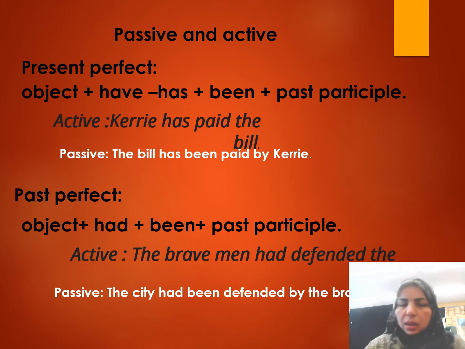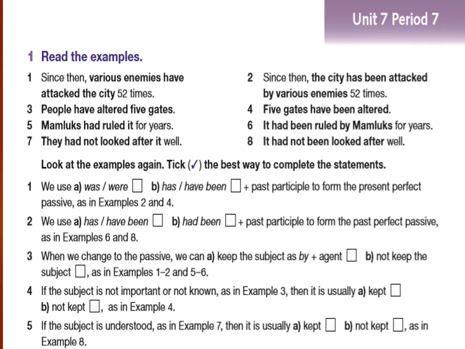Okay, now let's go and discuss the examples in period 7, page 12. Open your student book, page 12, please. Okay, my lovely students, now let's go to activity 1, read the examples. Here in these examples, I explain for you how we change from active sentences to passive sentences in the present and past perfect. Let's read the first and the second one and discuss them.